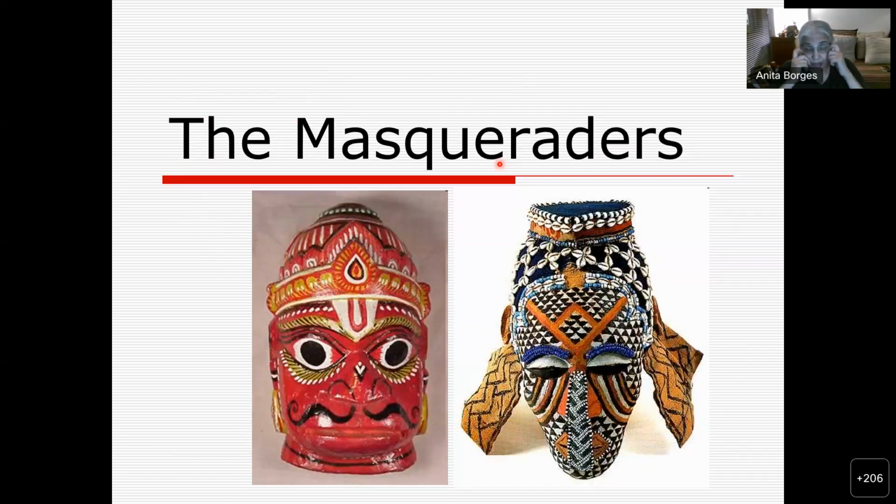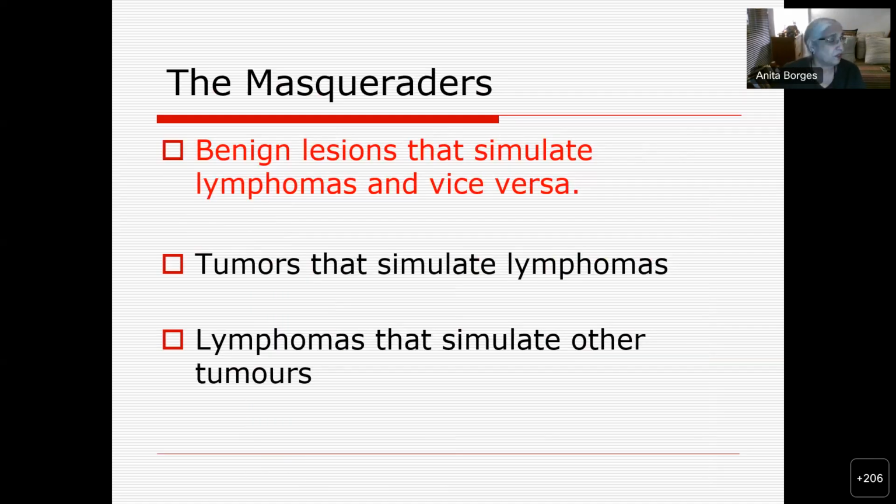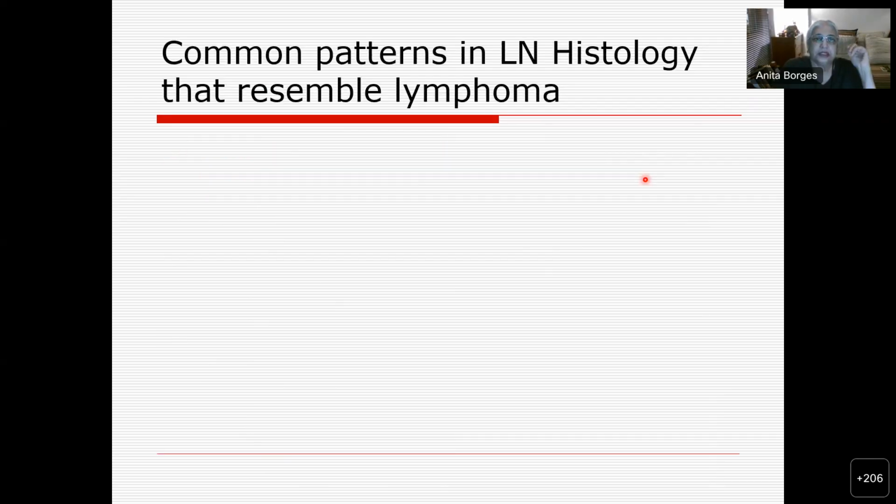So we come now to the next part of my talk, which is the masqueraders, okay? The ones that masquerade as lymphomas, because I was also supposed to talk about benign processes that might be mistaken for lymphoma. The masqueraders are of 3 types, and I'm not going to talk about tumors that simulate lymphomas and lymphomas that simulate other tumors. I'm only talking about benign lesions that simulate lymphomas and vice versa. So why do they simulate lymphomas? Because there are common patterns in lymph node histology that resemble lymphoma.